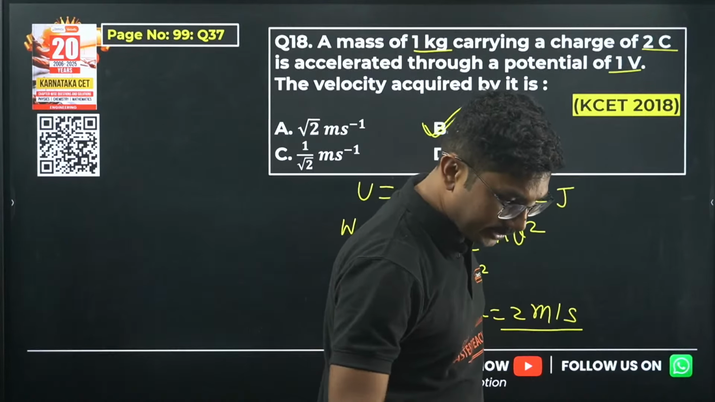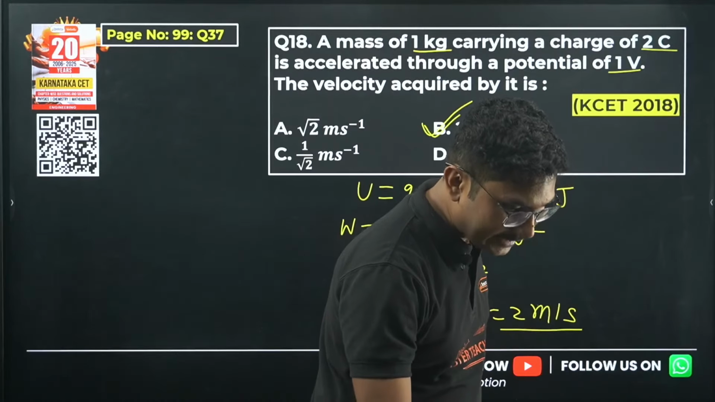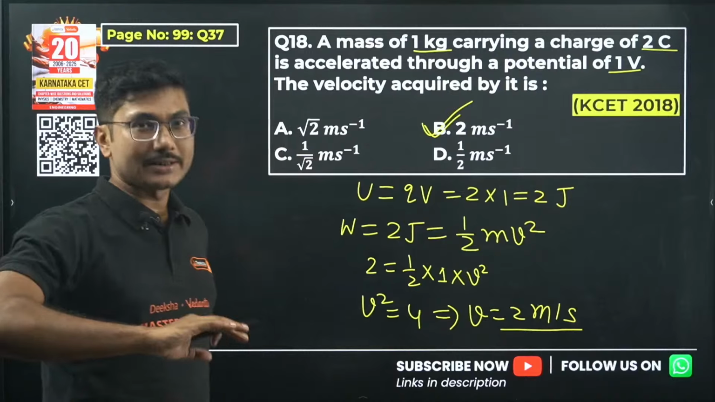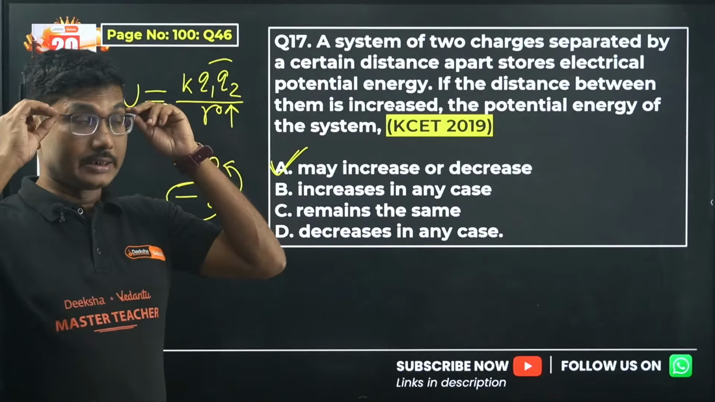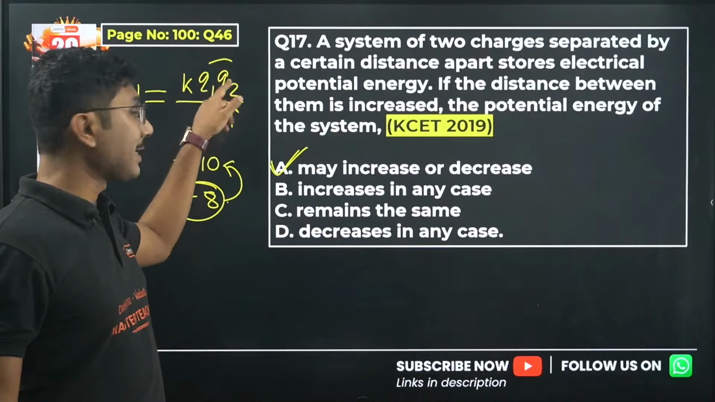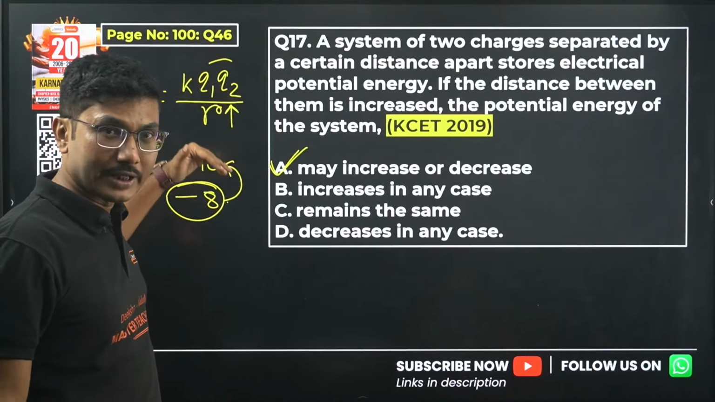Yes, 18 option B. If the charge is negative, then it will increase? No sir. Yes, Nagaraj, if one charge is negative... So both the charges are negative, it will not increase. Both the charges negative means minus minus plus. So the denominator is increasing, which means the overall value decreases.